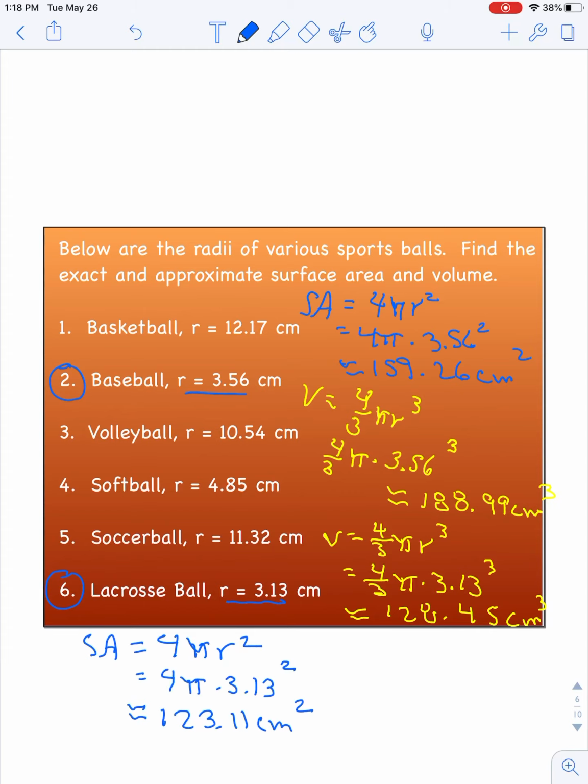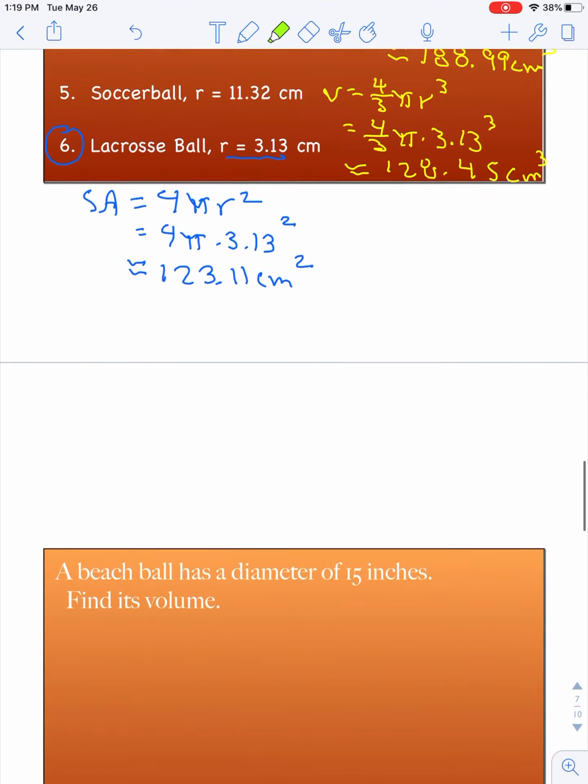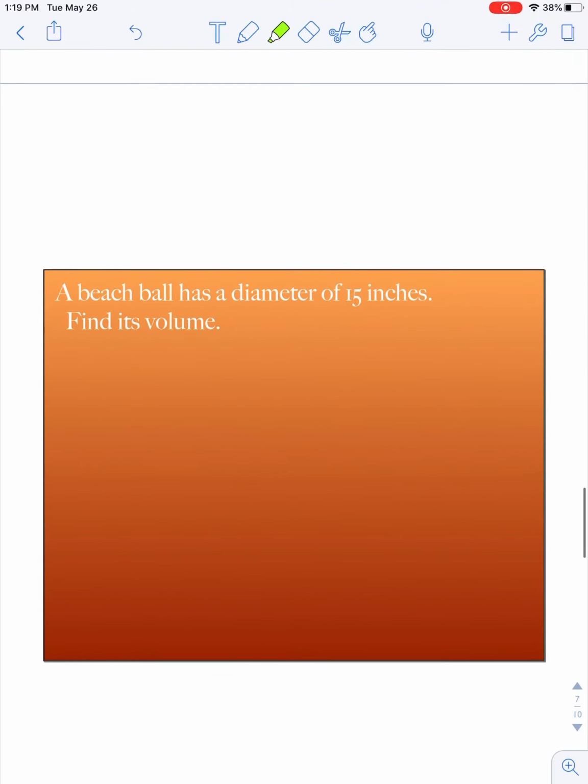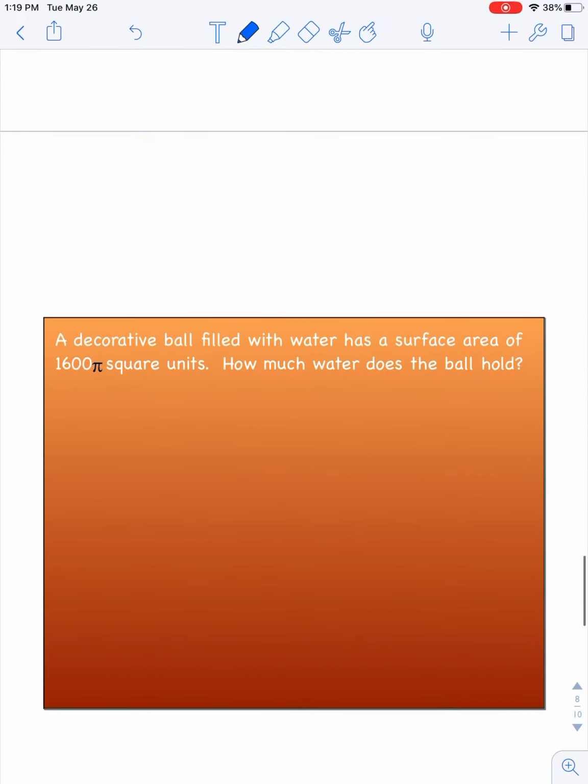So pay attention to that little tidbit too, that if they're asking for the exact versus approximate, remember exact is in terms of pi. I think this will be pretty straightforward and easy for you guys, but I am going to be available to answer questions. Let's just take a look at one more where we work backwards. I'll work this one out for you in the notes, so you can check out the notes for this one. But let's take a look at this next one where we at least work one backwards.